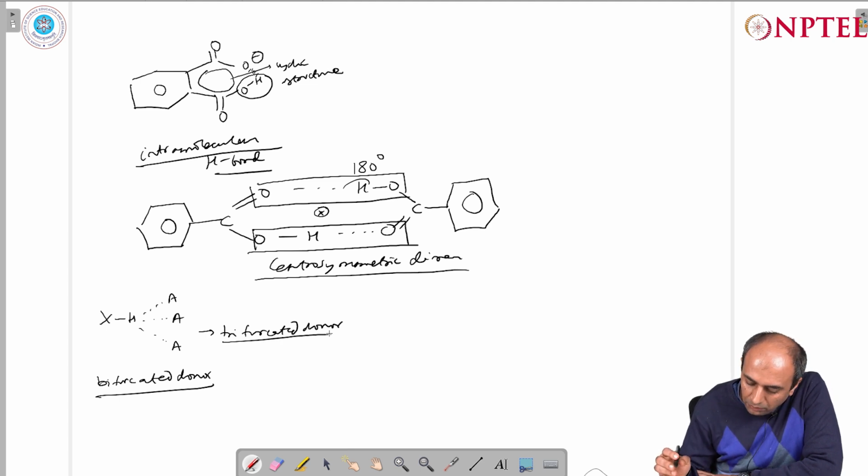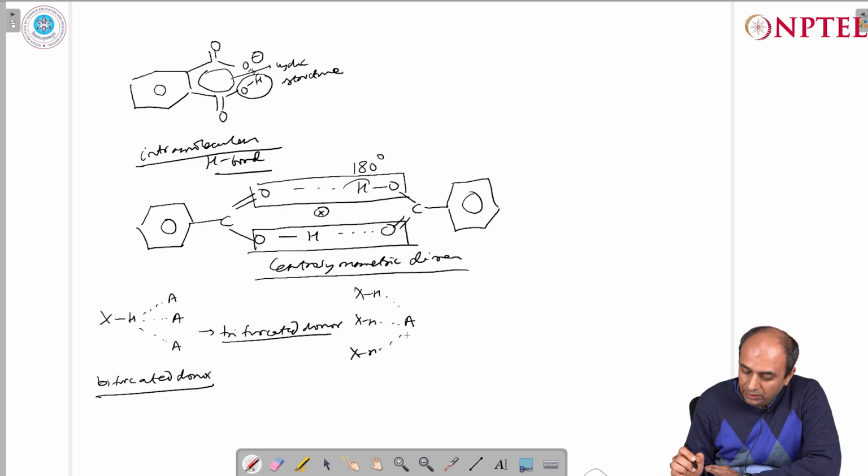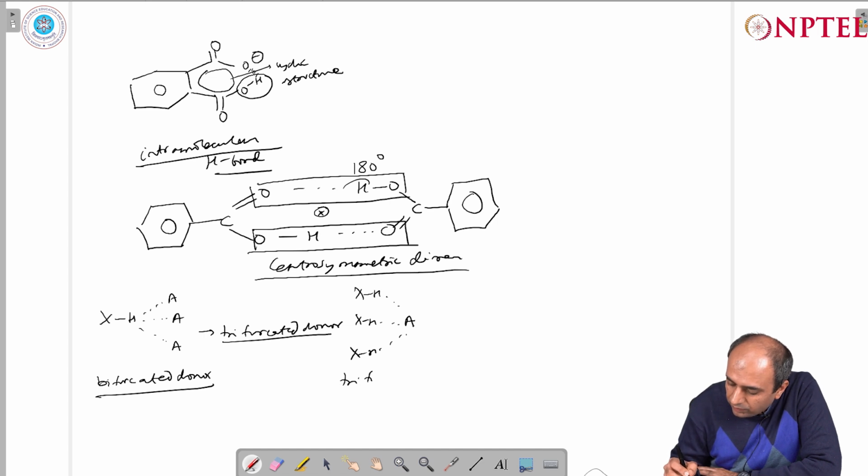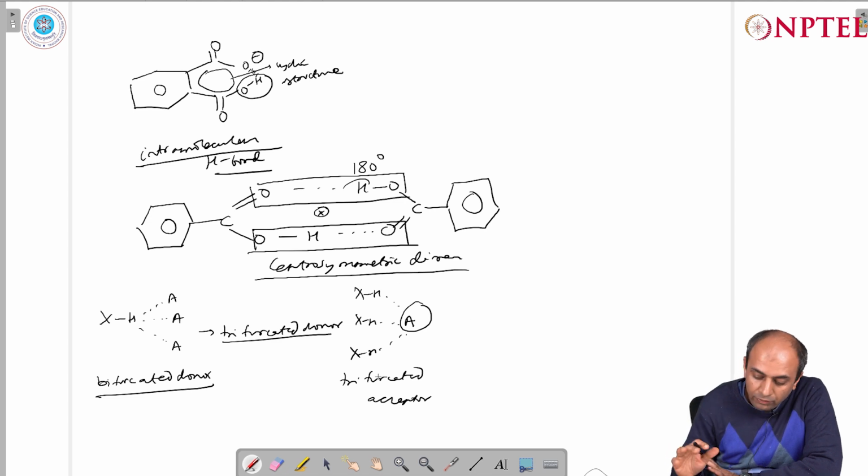Similarly, you can have an acceptor accepting three hydrogen bonds. This will be referred to as a trifurcated acceptor, because this acceptor A accepts three different hydrogen bonds from three molecules of the same type and forms this kind of a hydrogen bonding network. So you can have a bifurcated donor, a trifurcated donor, a bifurcated acceptor, a trifurcated acceptor, and these kinds of species are present as well.